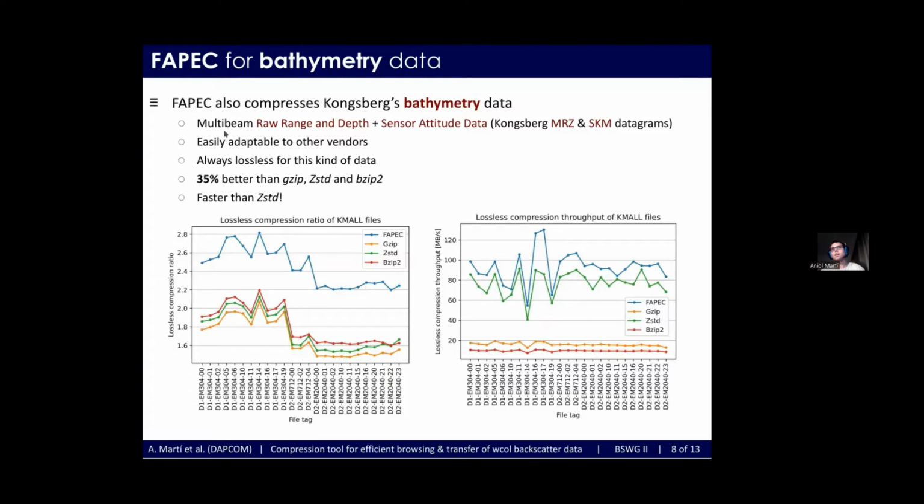As in the water column case, it's easily adaptable to other vendors. And in this case, it's always lossless. Regarding the performance, on average, it is 35% better than other standard compressors, as you can see in this plot. And this is very interesting because it is faster than Zstandard. Zstandard is a very fast compressor developed by Facebook, and achieving higher throughputs than Zstandard is very good.